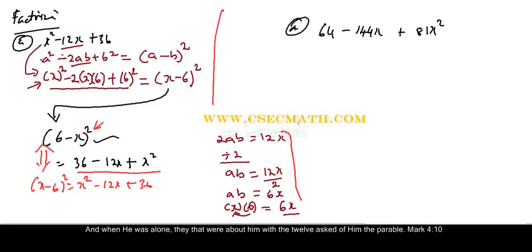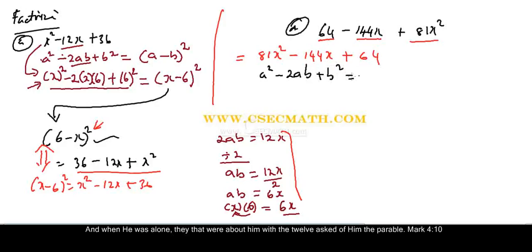Okay, let us do problem D. Problem D, we got 64 negative 144x positive 81x squared. I am comfortable in writing it as 81x squared negative 144x and positive 64. My main aim is to rewrite this in the form a squared negative 2ab positive b squared, so that it could be factorized to the form of a negative b the whole squared. Clearly 81x squared can be rewritten as 9x the whole squared.